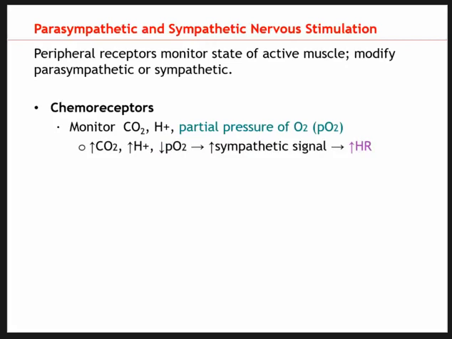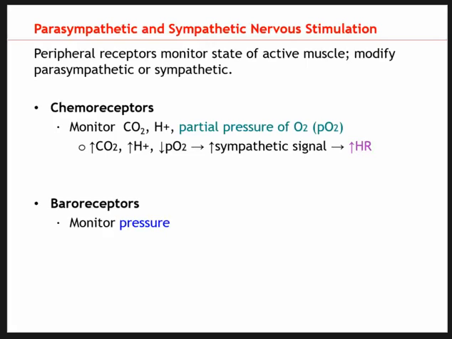When there's an increase in CO2 and hydrogen and a decrease in partial pressure, one example would be that we probably just got done exercising. Our muscles put off CO2, there's an increase in acidity or hydrogen ions, and there's a decrease in partial pressure of oxygen because our muscles are using that oxygen. So we have an increased sympathetic signal to increase heart rate. All of that would occur during exercise.